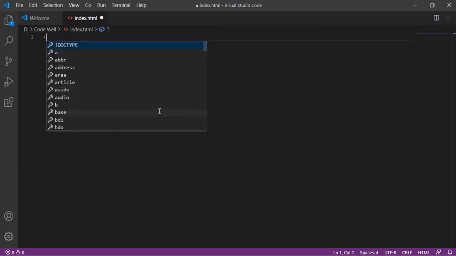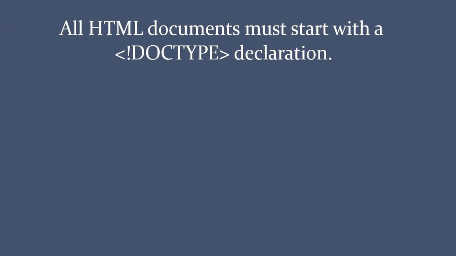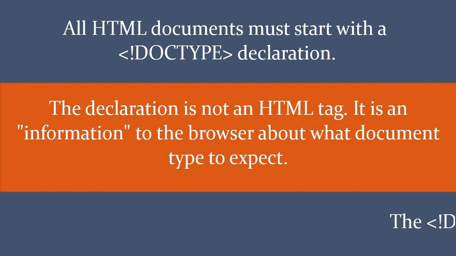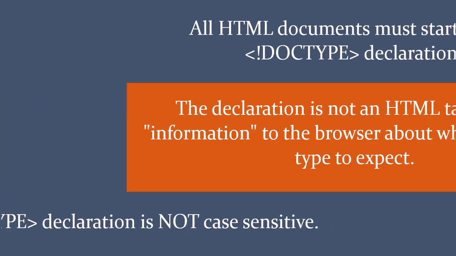As soon as you type the less than symbol, you can see doctype. The doctype should be the initial declaration of any HTML page. So what is doctype? The doctype declaration defines the HTML code version. Whenever we mention doctype html, it means this code is written in HTML5, and this is very important.